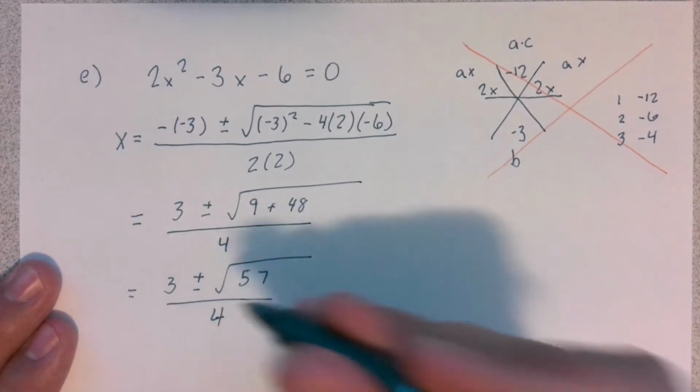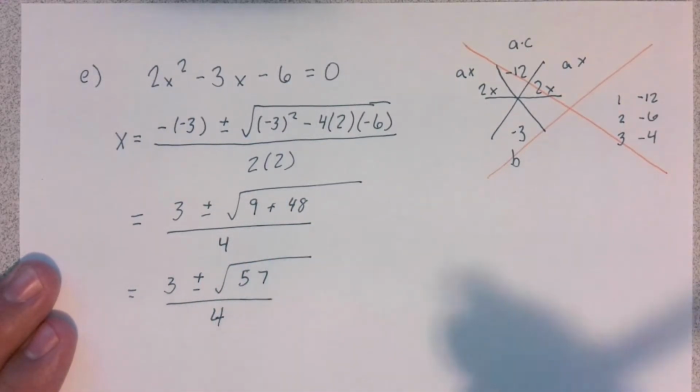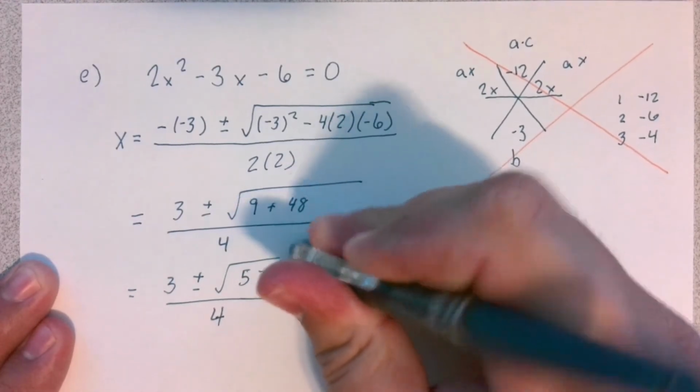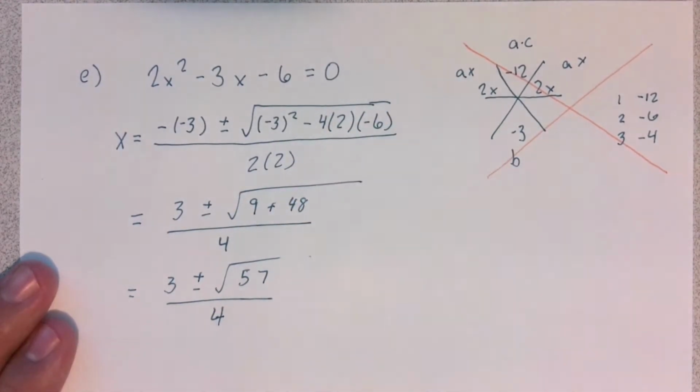At this point, we try to reduce the square root of 57. But there are no perfect squares that go into the number 57, so we can't reduce it. This is our final answer.